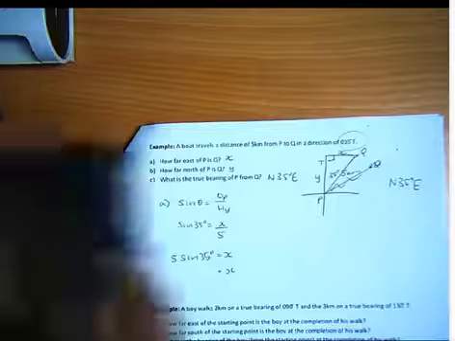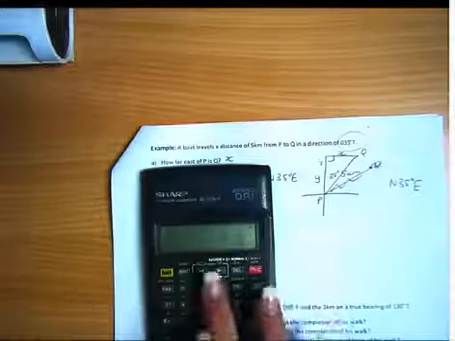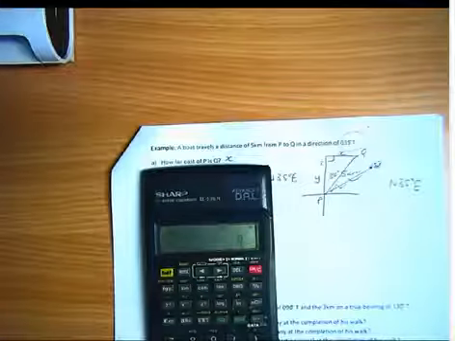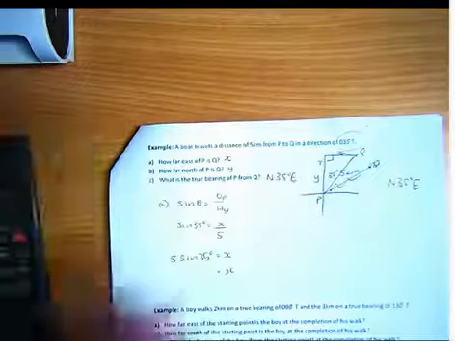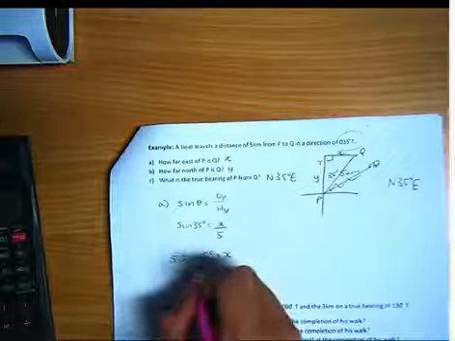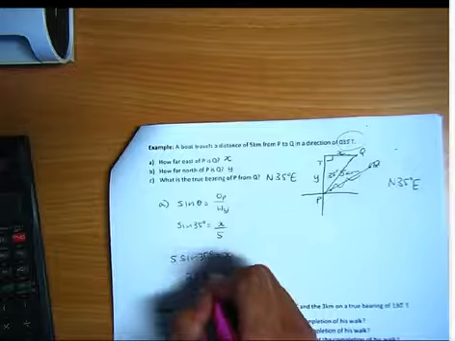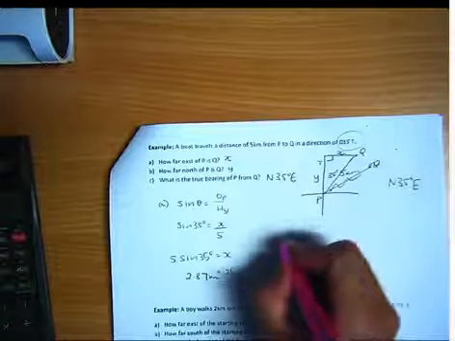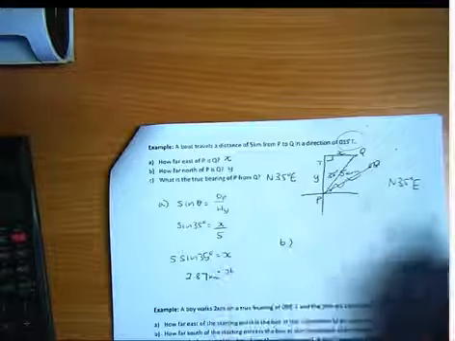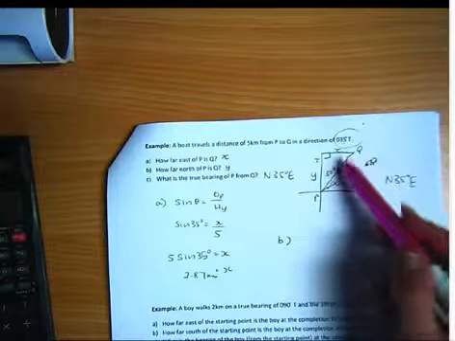And do that on my calculator. 5 sine 35 gives me 2.87 kilometres. Now for B, I'm using cosine, or you could actually use Pythagoras because you've got two sides.